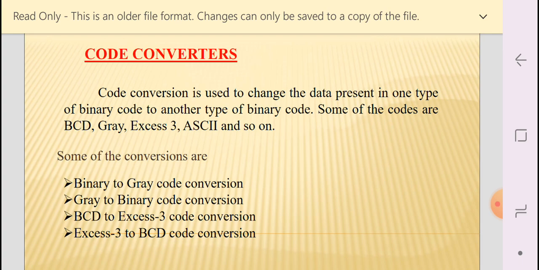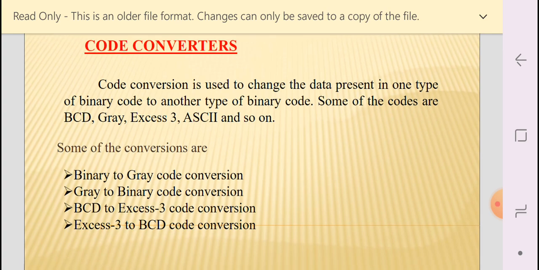Here we are talking about code conversion. Code conversion will be done with the help of code converters, right? There are several types of code converters I am discussing here: binary to gray code conversion, gray code to binary conversion, BCD to XS3 conversion and XS3 to BCD conversion. Okay, these are the four types of code converters we are discussing here.